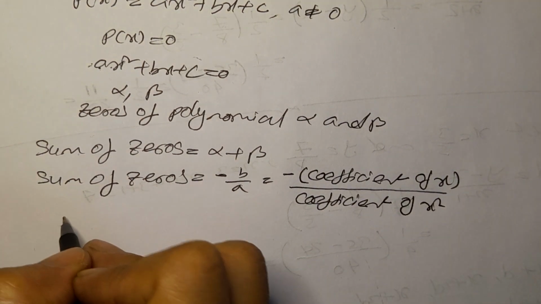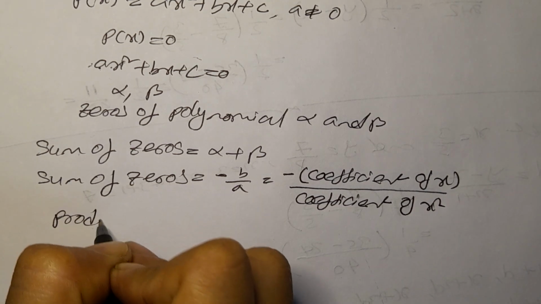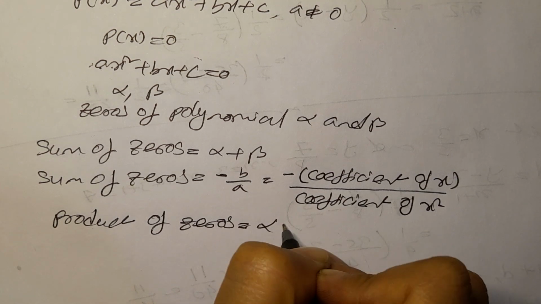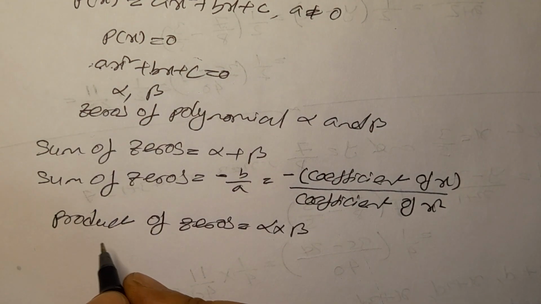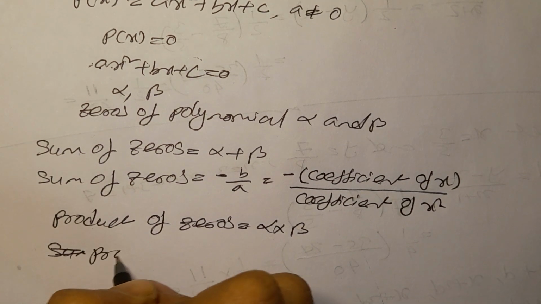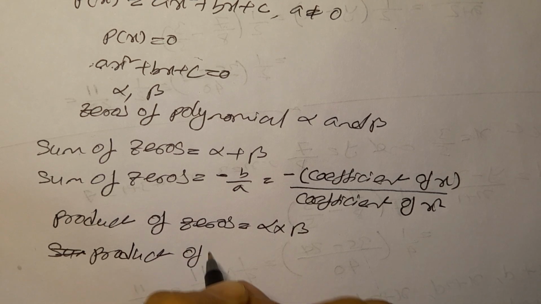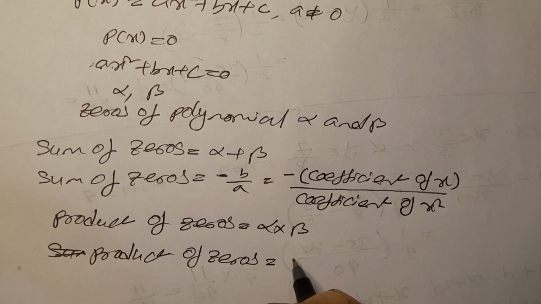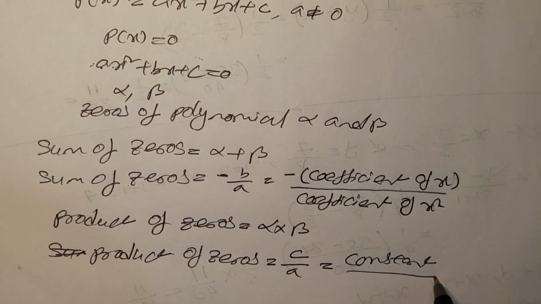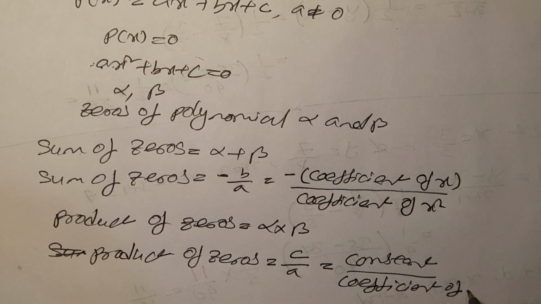Now the product. What do we mean by the product? The product of zeros means alpha multiplied by beta. Now we find it directly from the quadratic equation: the product of zeros is equal to c by a, that is, the constant term divided by the coefficient of x².